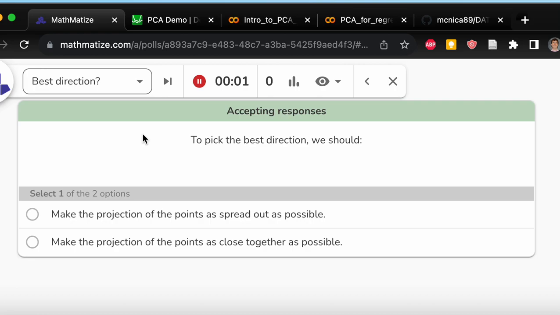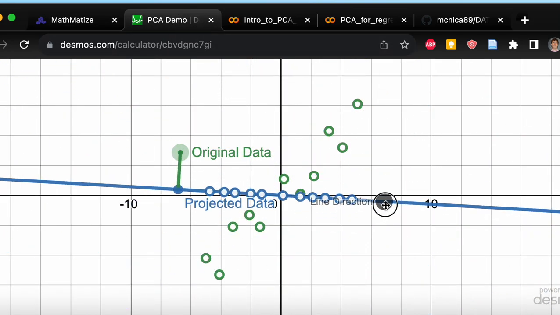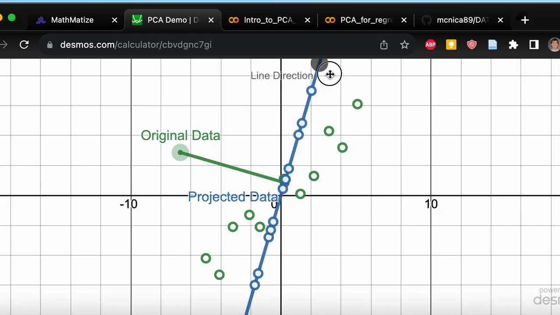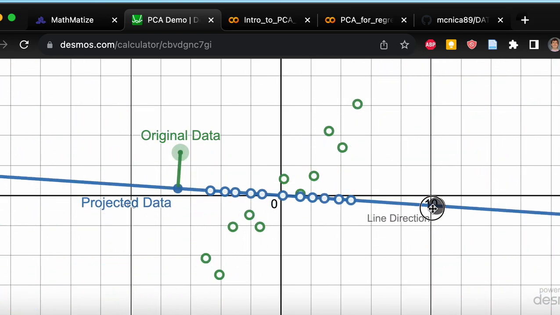To pick the best direction, here are 2 options. We should make the projection of the points as spread out as possible, or we should make the projection of the points as close together as possible. And what do you think is right? So that's open. You can visualize playing with this, or you can open the link and do it. I believe if you go to the GitHub, there is a link in the PCA folder that has this. Okay, so use your imagination, or you could really do it. Do we want to spread them out, or do we want to keep them close together?